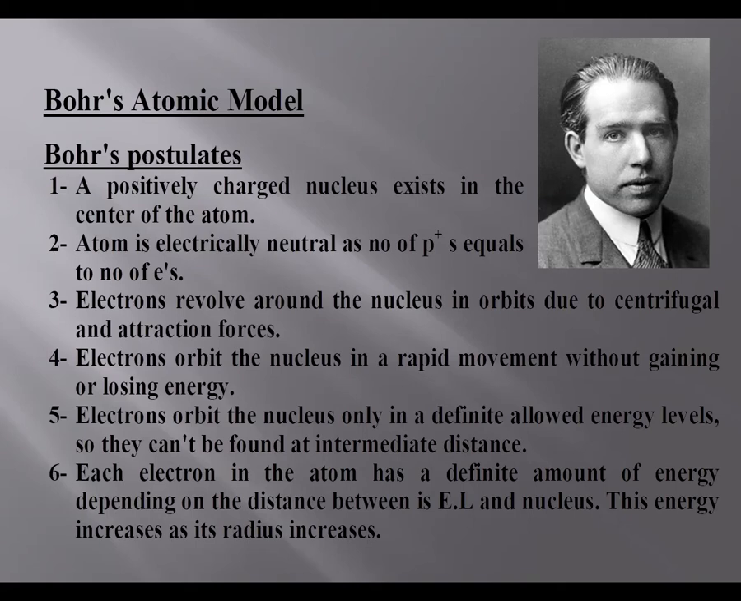Number 4, electrons orbit the nucleus at a rapid movement without gaining or losing any amount of energy. Number 5, electrons orbit the nucleus only in definite allowed energy levels, so they cannot be found at intermediate distances, which means that if we have K, L, M, N, O, P, Q energy levels, K and L being the first and second energy levels, it's forbidden for an electron to be between K and L. Number 6, each electron of the atom has a definite amount of energy, which depends on the distance between the energy level and the nucleus.